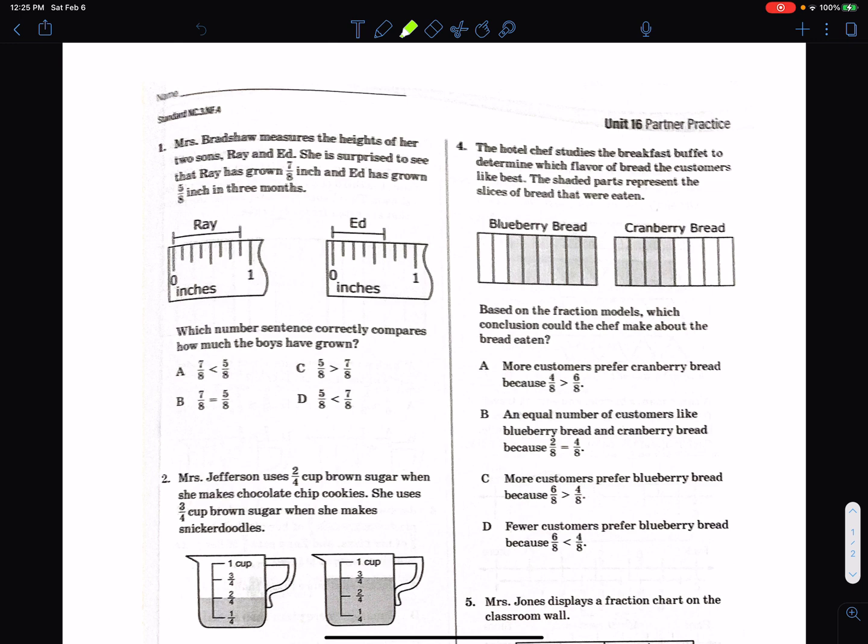So again, today we are going to be in our workbooks, these purple and white math workbooks. So if you want to go and grab yours, please do so, and let's get started.